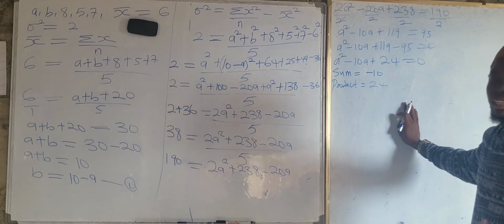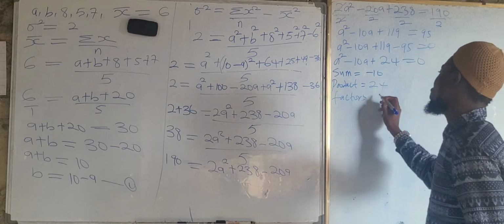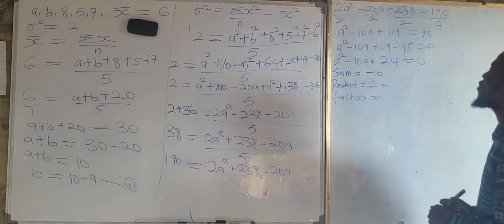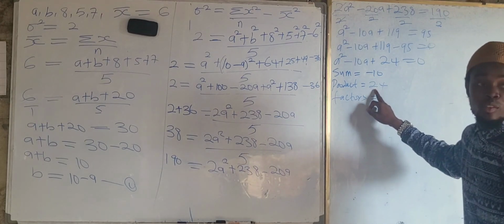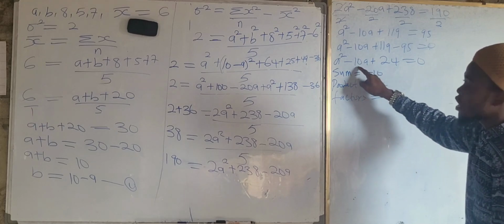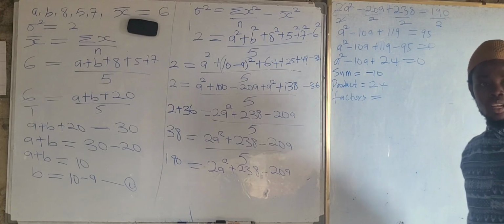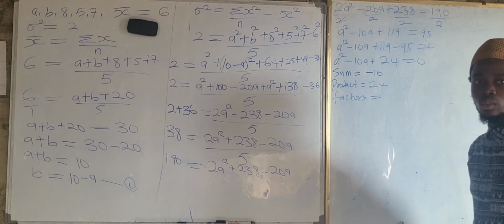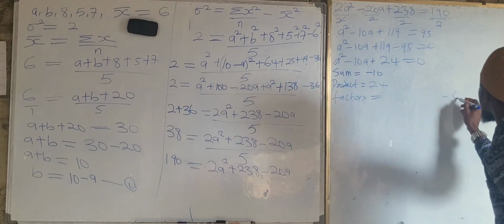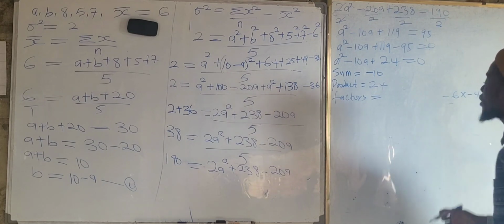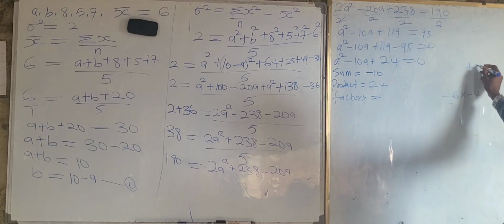Now, what are the factors? You find the factors, eh? Find two numbers that when you multiply give 24, and when you add give minus 10. 6 times 4 is 24. 6 plus 4 gives you 10, but this one is negative. So therefore, we can say minus 6 times minus 4, right? Yes, sir. Minus times minus gives you plus. 6 times 4 is 24.